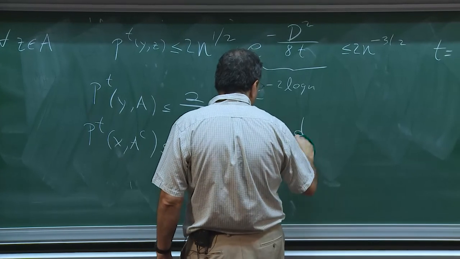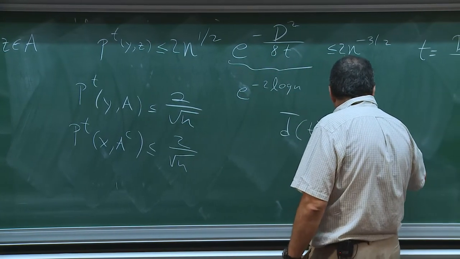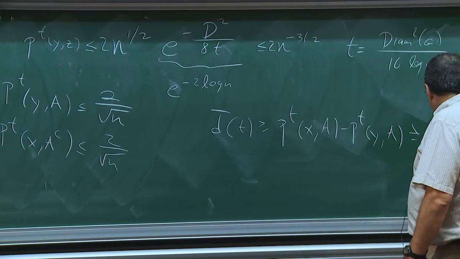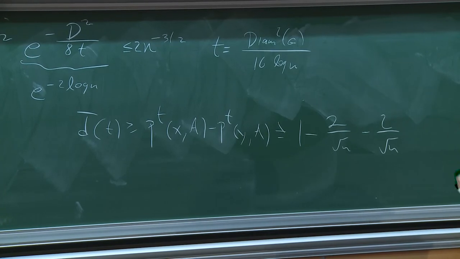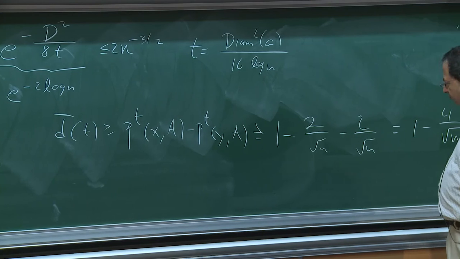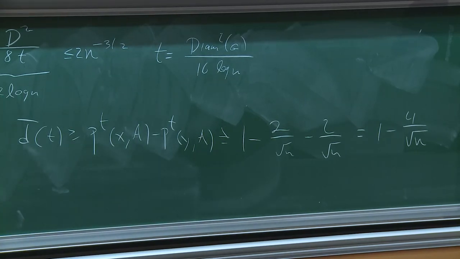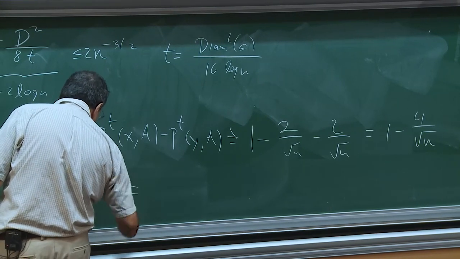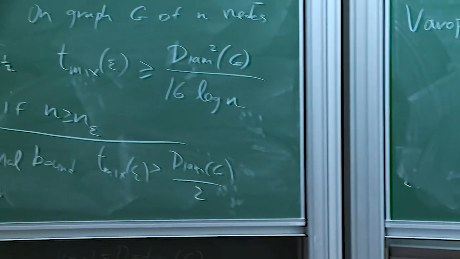And now if I look at d bar of t, it's bigger than the distance p_t(x,A) minus p_t(y,A). So it's bigger than 1 minus 2 over root n minus another 2 over root n, just by these inequalities. So 1 minus 4 over root n. You see that this is going to be close to 1, provided n is large. So d of t is going to be bigger than half of that, so half minus 2 over root n. And you see that for any epsilon strictly less than half, if n is large enough, we get this inequality.